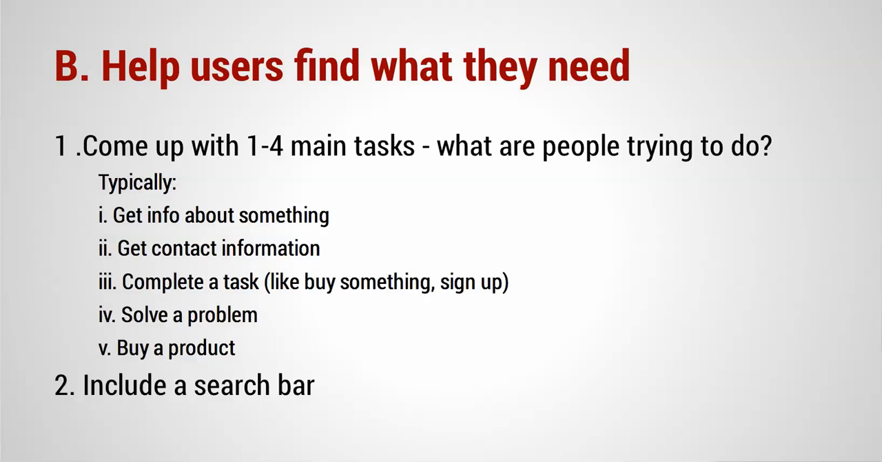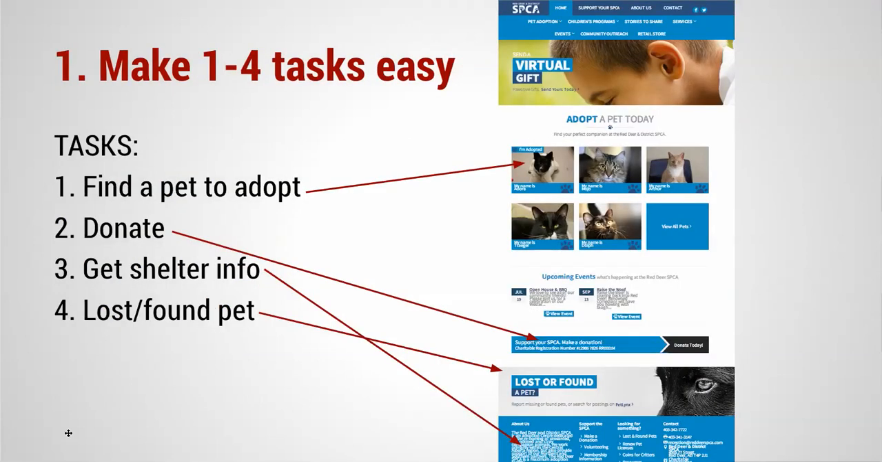So let's look at this first one. Come up with 1 to 4 main tasks. Well, here's that SPCA site. What are the kinds of things people want to go to this site to do? Well, the biggest thing is to find a pet to adopt. When's the last time you went to an SPCA site? And what did you want to do? It was probably find a pet to adopt. That's probably the most important thing that people go there for. People might also want to donate. People might want to get shelter information, and people might want to report a lost or found pet. These are kind of the 4 main things you're going to do with this site. There may be other things that you can do on this site, like talk to other people who've adopted, but not that many people want to do it.